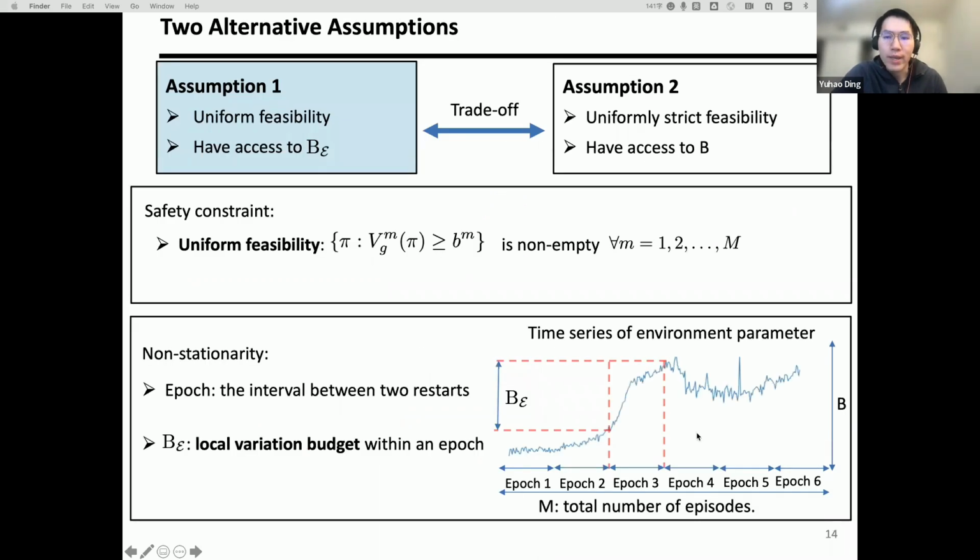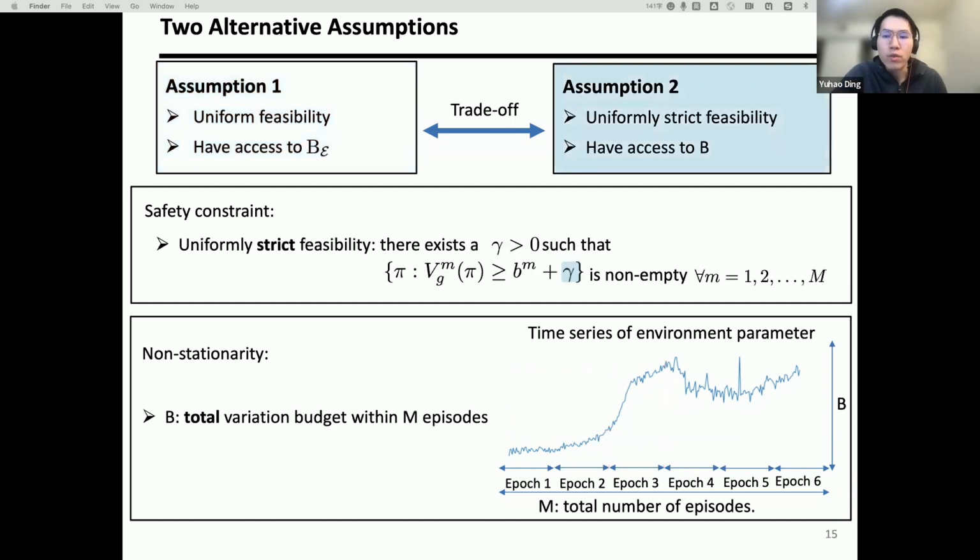To address this challenge, we consider two different scenarios separately. The first scenario assumes that each constraint is uniformly feasible and the agent has access to the local variation budget. The local variation budget is defined as the total variation of the environment parameter within each epoch, where the epoch itself is defined as a time interval between two restarts of the model estimation. So the first set of assumptions has a weak requirement on the safety constraint, but it requires more information on the non-stationary environment, in the sense that it requires us to have local information of the variation budget.